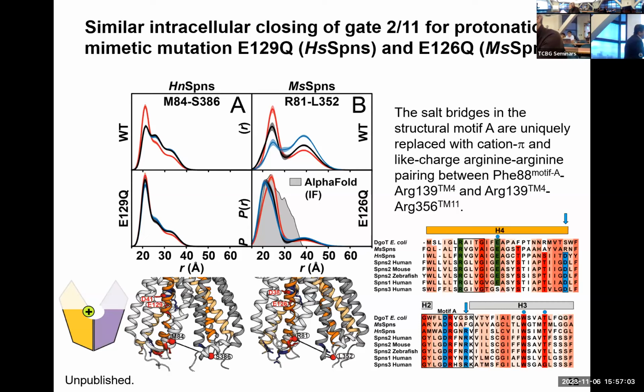And it's interesting because, as you can see in the case of MsSpns, this aspartate at the end of TM4 is mutated to arginine. And when you look at the corresponding residue that it might interact with, it's a phenylalanine. So basically, a salt bridge is replaced with a cation-pi interaction. And because this is an arginine, there's also another arginine that we know comes from TM11 and interacts with this. Maybe we also have an arginine-arginine pairing. So it's nice that the nature of the non-covalent interaction changed, but nevertheless, we have the closing of it, and that's something unique that you can see.